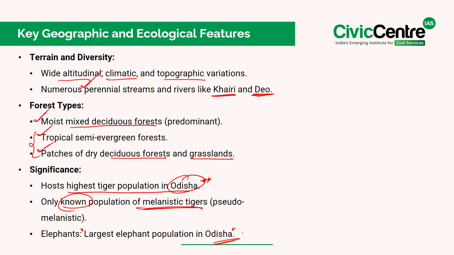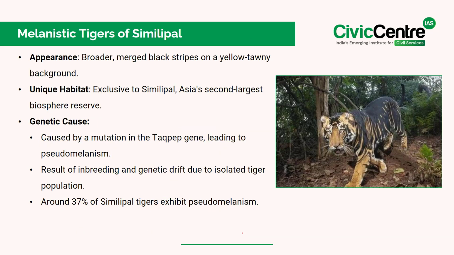Now, if we talk about the melanistic tigers of Similipal, they are especially notable due to their unique genetic characteristics. These tigers exhibit broader, merged black stripes on a yellow tawny background, giving them a distinct appearance that is exclusive to Similipal. As Asia's second largest biosphere reserve, Similipal provides an ideal habitat for these rare tigers, allowing their population to persist despite their genetic isolation.